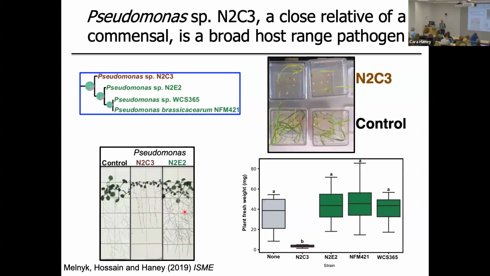It's not unique to Arabidopsis, so this is a broad host range pathogen. You put it on, this is rice, but we've tried just about every seed we can find in the lab, from poppies to tomatoes, and it kills everything. And so it's a very broad host range pathogen.